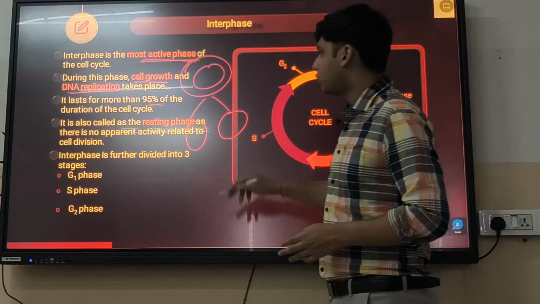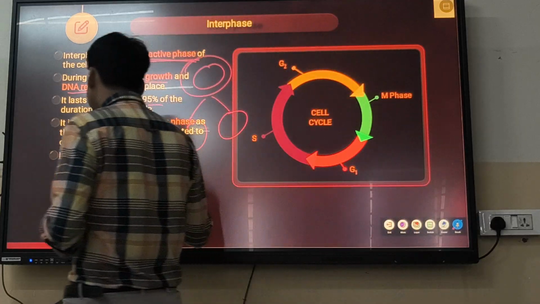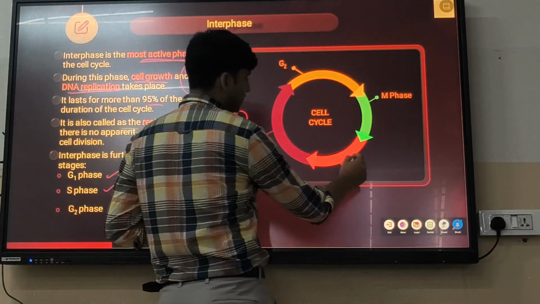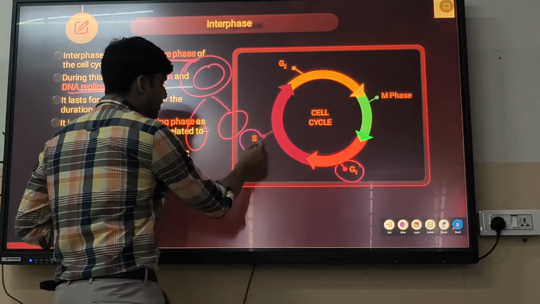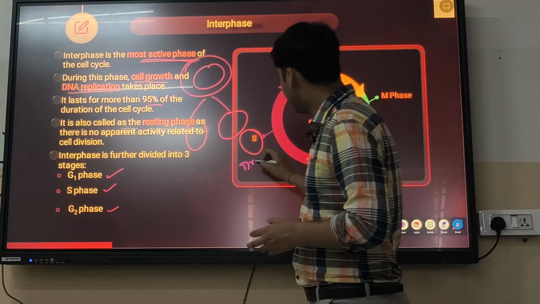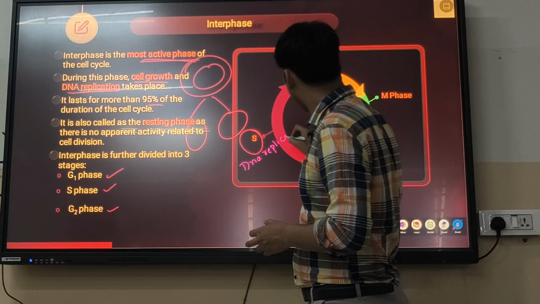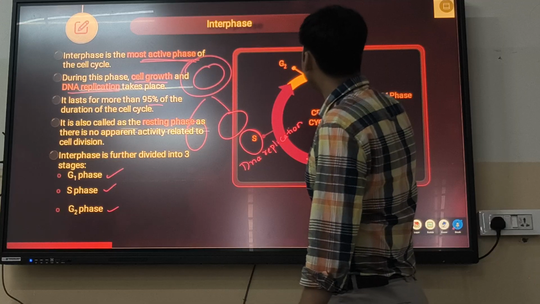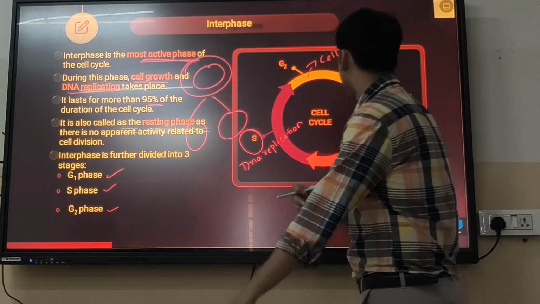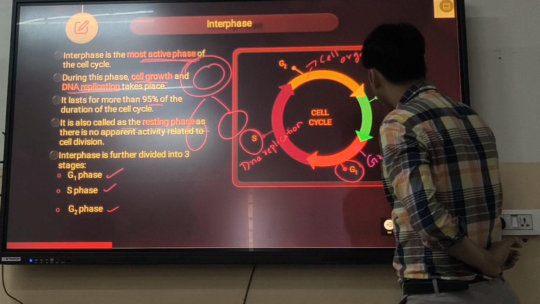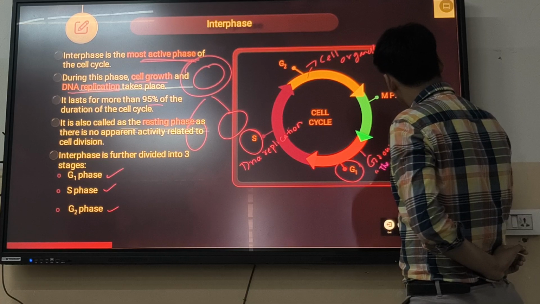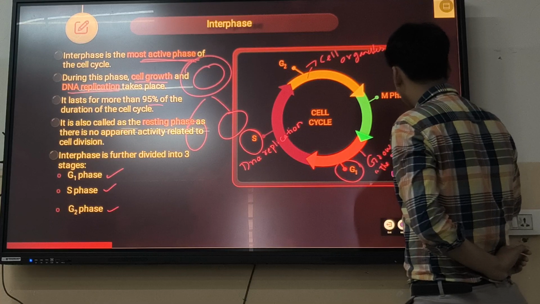So there are three phases in the interphase: the G1 phase, the S phase, and the G2 phase. G1 is where the growth occurs. In the S phase, DNA replication occurs, where the DNA is doubled. And in the G2 phase, the cell organelles are doubled. And in the G1 phase, growth occurs. The parent cell grows. Clear?